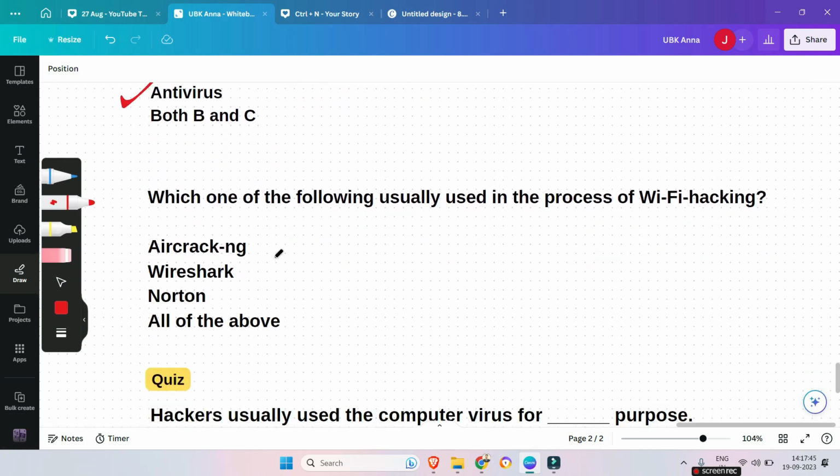Okay, the next question is, which one of the following is usually used in the process of Wi-Fi hacking? Aircrack-ng, Wireshark, Norton, or all of the above? What will be the correct answer? Okay, let me explain or answer this. So the answer will be Aircrack-ng. Actually, Aircrack-ng is a kind of software program available in Linux-based operating systems such as Parrot, Kali, etc., right? Which is used to carry out Wi-Fi hacking, right?